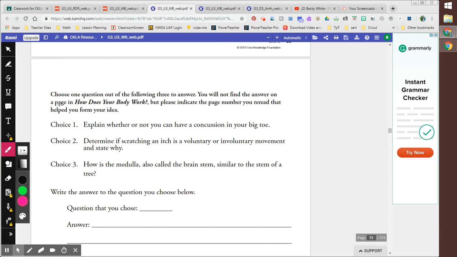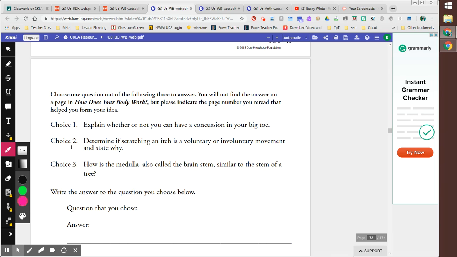Let's read the directions. It says, choose one question out of the following three to answer. You will not find the answer on a page in your book, but please indicate the page numbers that you reread to help you form your idea. So you're only going to have to answer one of these three questions. You get to pick the question you want to answer. So answer choice one, you can explain whether or not you can have a concussion on your big toe. If you choose to answer number one, you're going to write a one right here where it says question you chose, and then fill in your answer on the answer blanks.